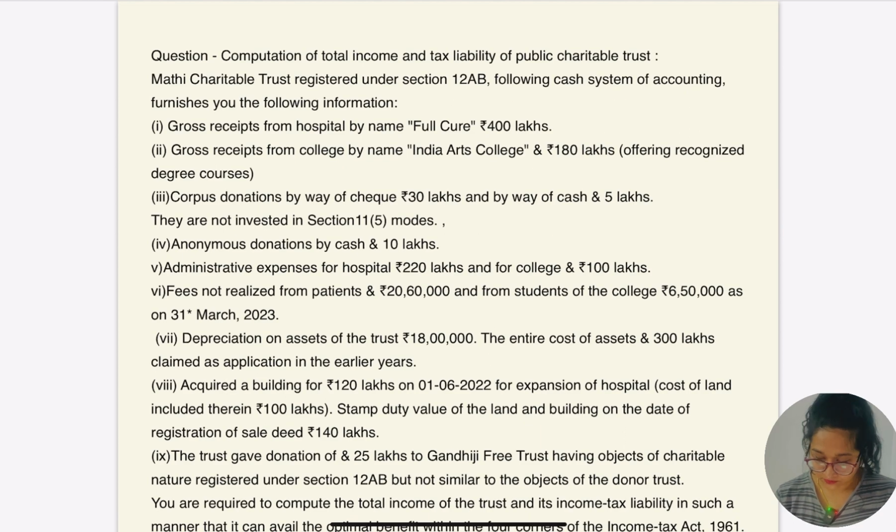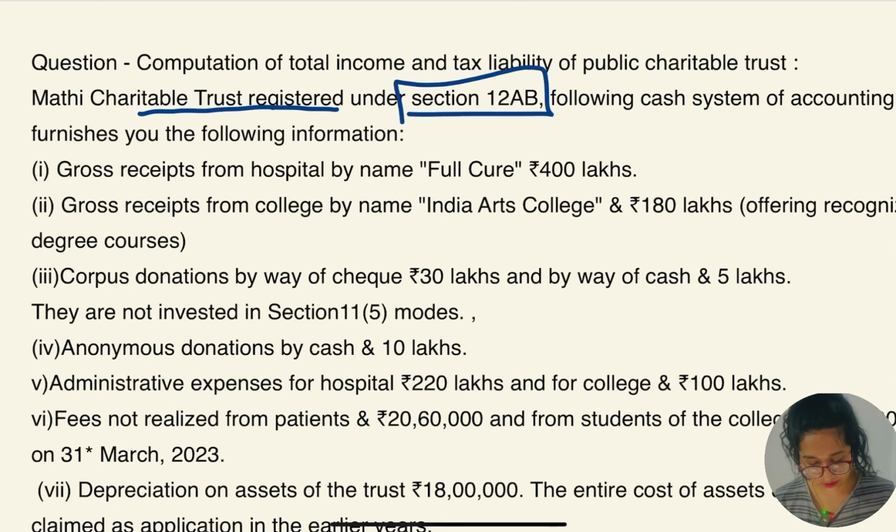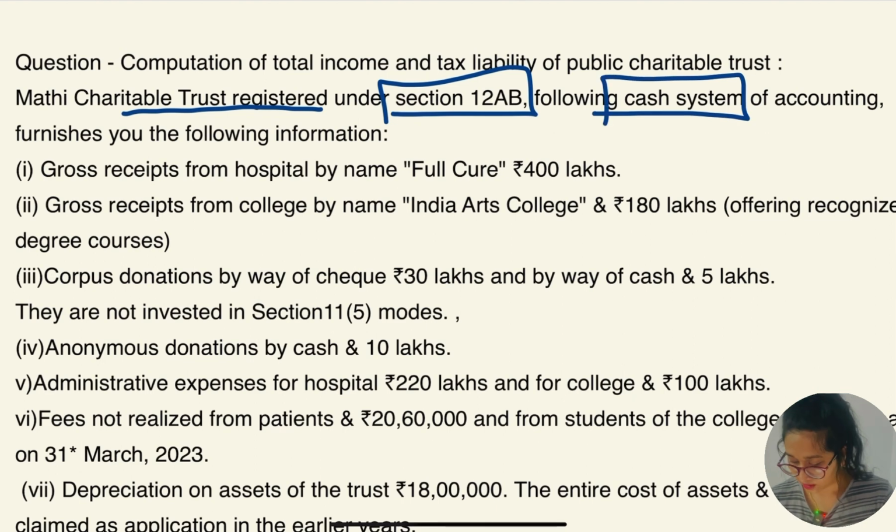Question: computation of total income and tax liability of a public charitable trust registered under section 12AB. So this trust is already registered under section 12AB, following the cash system of accounting. Furnish you the following information. So the trust is going for the cash accounting system.